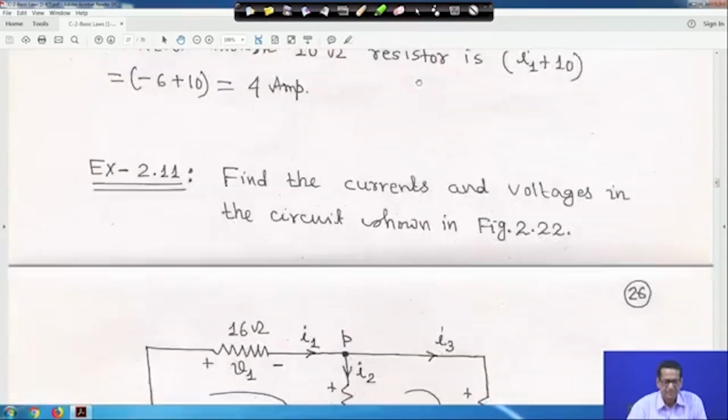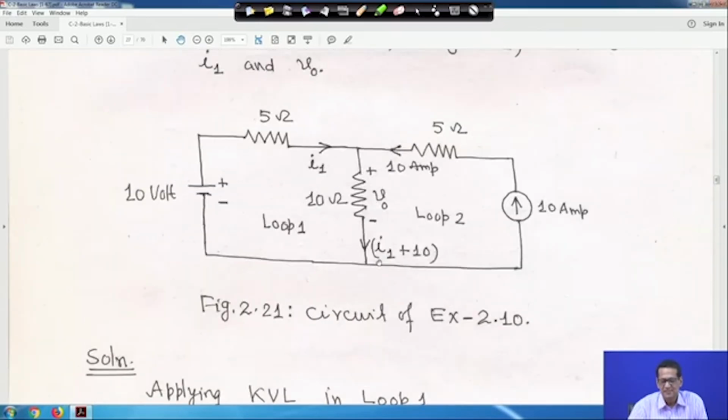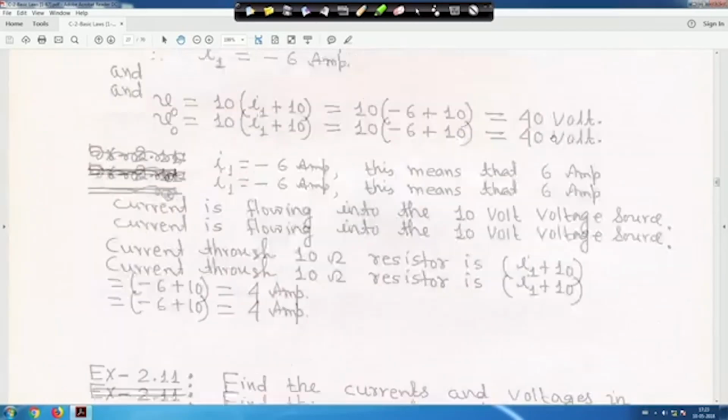Now, the current through the 10 ohm resistor is also given as 4 ampere. I told you that the voltage source is absorbing power. So here also you will find out the power absorbed or power supplied by each electrical element. A resistor anyway absorbs power, so this is also absorbing power. Then we find which one is supplying power, and see that the power balance equation is matching.